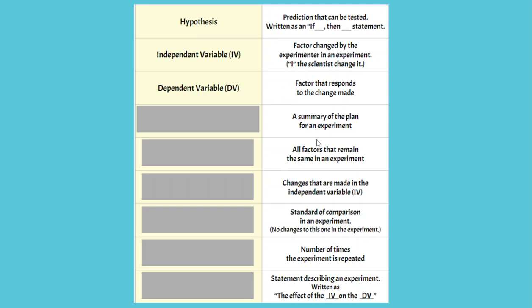All right. We have a summary of the whole plan for the experiment. This could be blueprints, right? This could be a game plan. So our summary of the whole experiment, we call it an experimental design diagram. It's really like a graphic organizer.